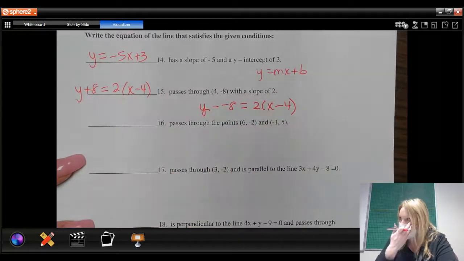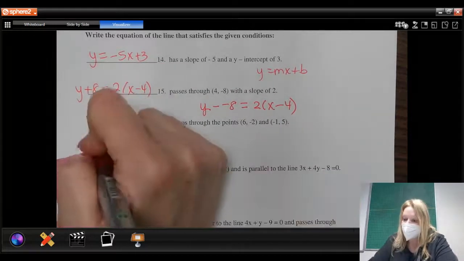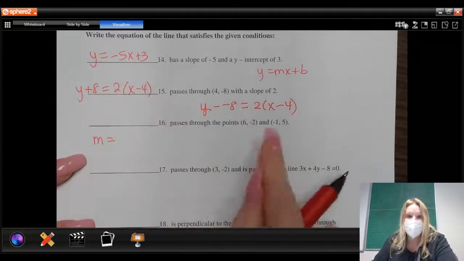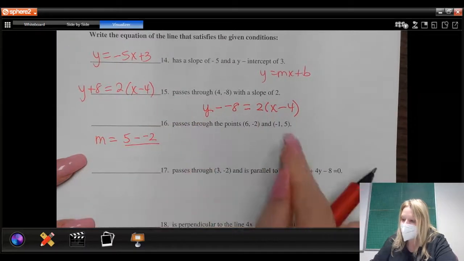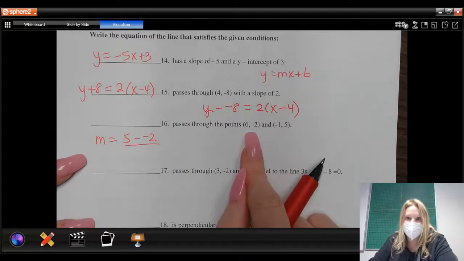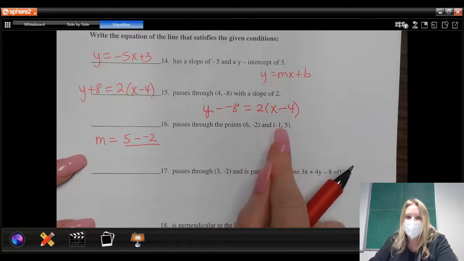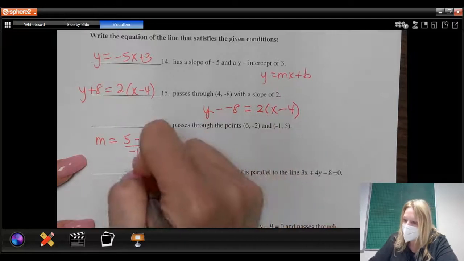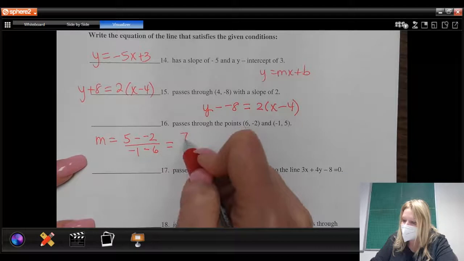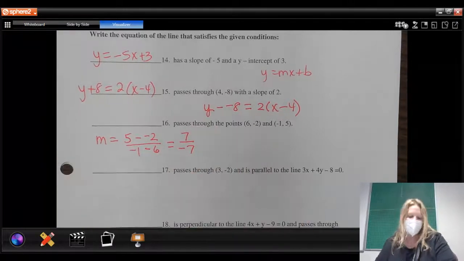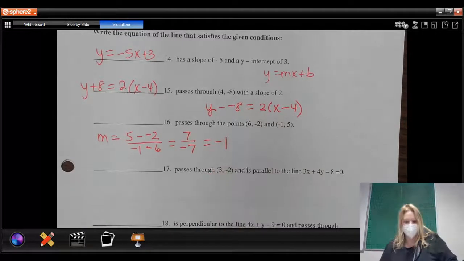For 16, we do not have the slope. Can't write an equation of a line without a slope. So I got to figure out the slope, y minus the y. I always subtract so I don't get a negative. So I go 5 minus -2. Then I have to go -1 minus 6. So I get 7 over -7, which is a -1 slope.